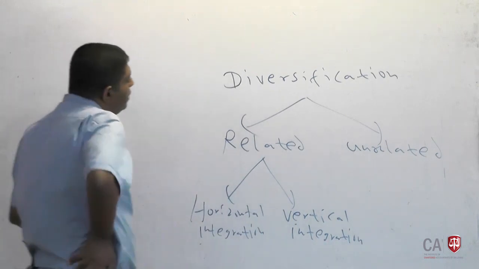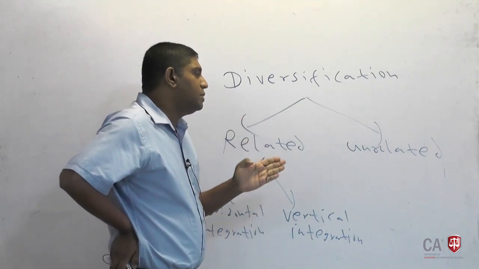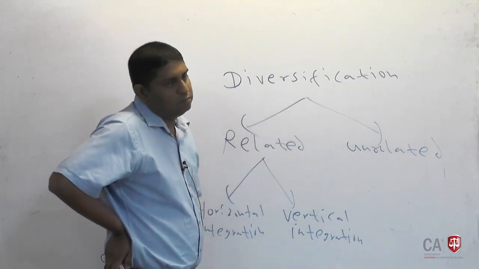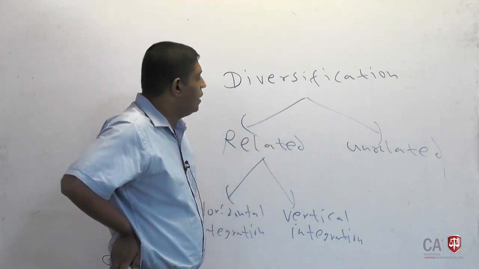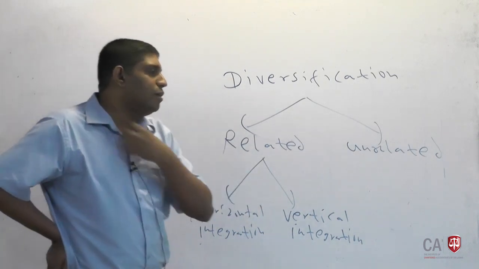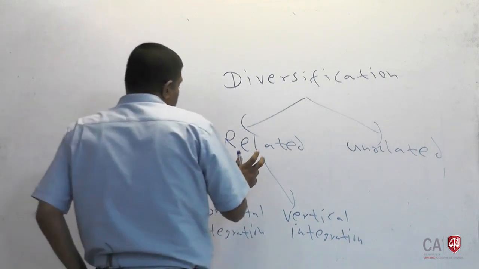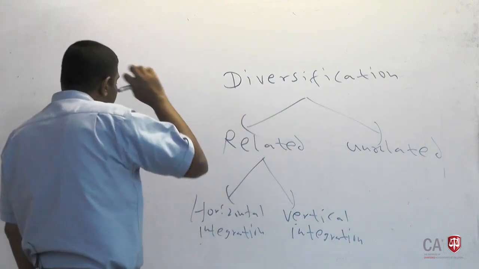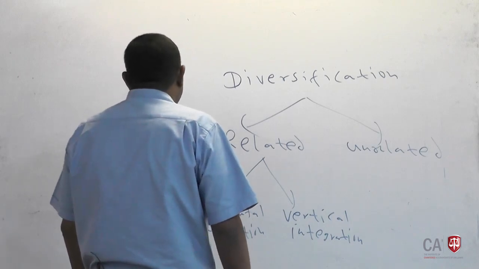So, related means you try to diversify your business activity into a related industry, not going out of your industry totally, right. Unrelated means there is no relationship at all, you are completely going to a different industry, right. In related diversification, we can find two options, horizontal integration and vertical integration.